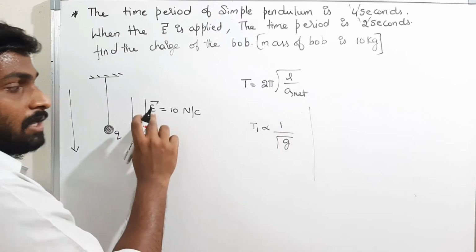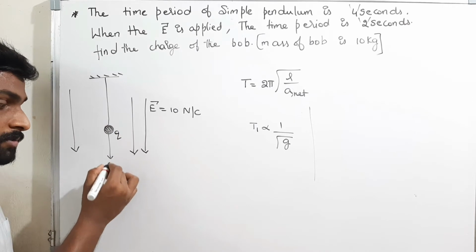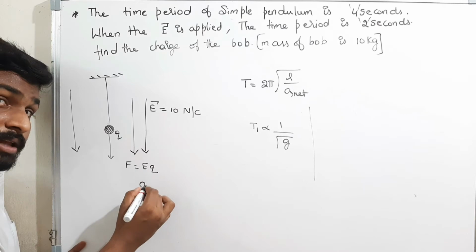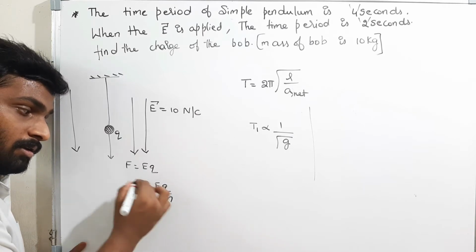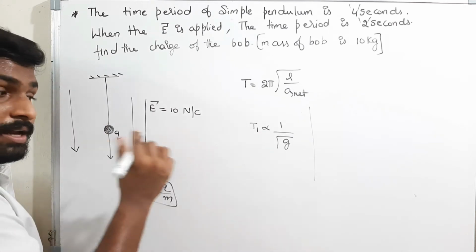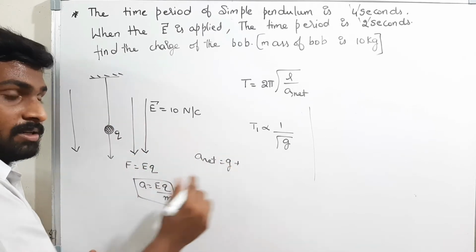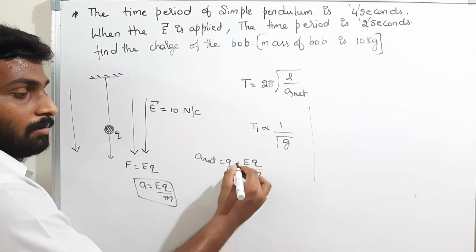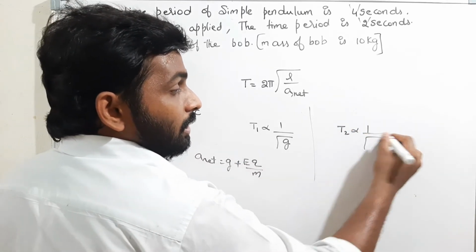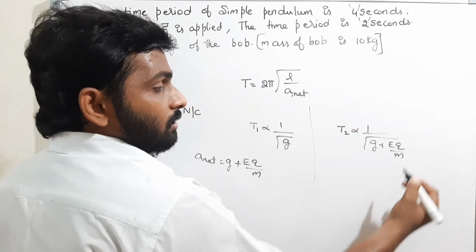Now when they applied this electric field, there will be some force downwards. What is that? Force is equal to E into Q. What is the acceleration? The acceleration is EQ by M. That means the net acceleration when they applied the electric field, what is the net acceleration? The net acceleration is already there, g, plus this acceleration, that is EQ by M. Now the time period T2 is inversely proportional to root of g plus EQ by M.